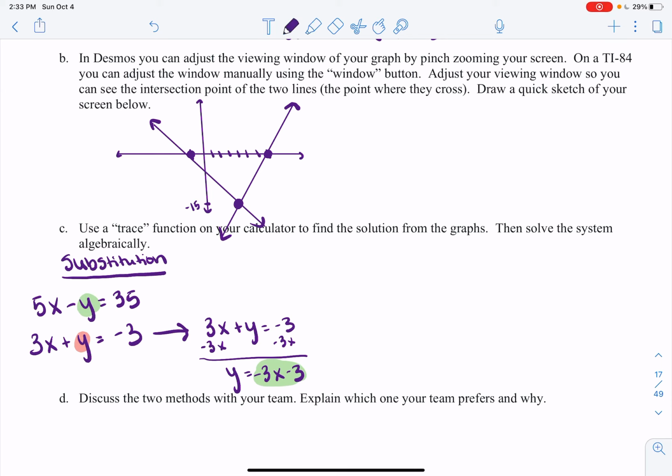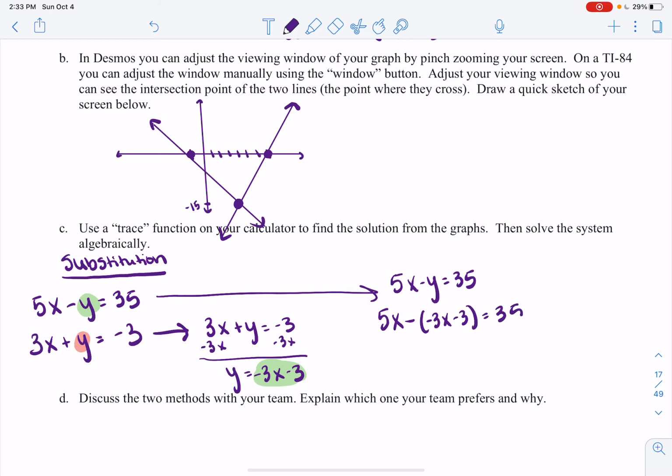Right, so let's go back to this original one here. So we have 5x minus y equals 35. And I'm going to go ahead and plug in negative 3x minus 3. Right, so there we go. Before I do anything, I'm going to distribute that negative. So we've got 5x plus 3x plus 3 equals 35. Combine like terms, so that's 8x plus 3 equals 35. Subtract 3 on each side, so that's 8x is equal to 32. Divide by 8, so x is 4.